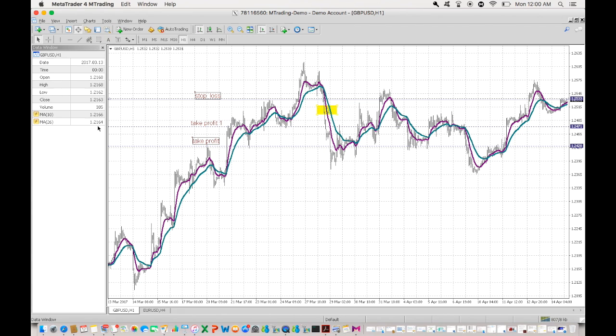Thanks for watching. Now we have so many other great strategies. We have some using MACD, mixing it with our moving average. We have moving averages with support and resistance.